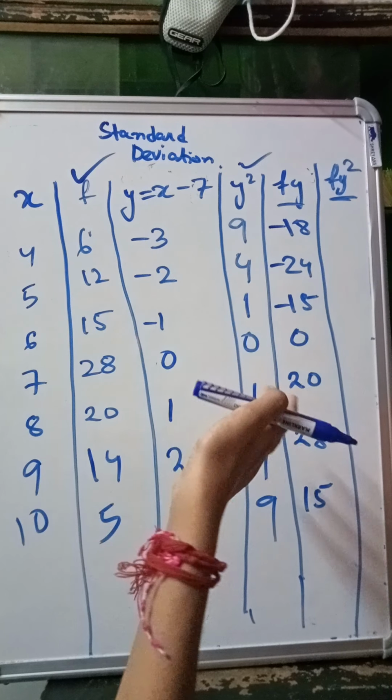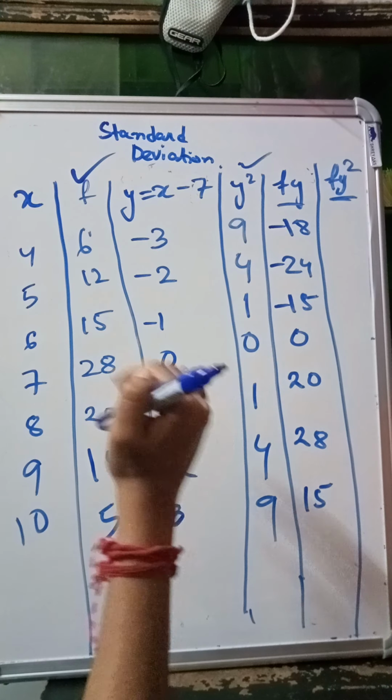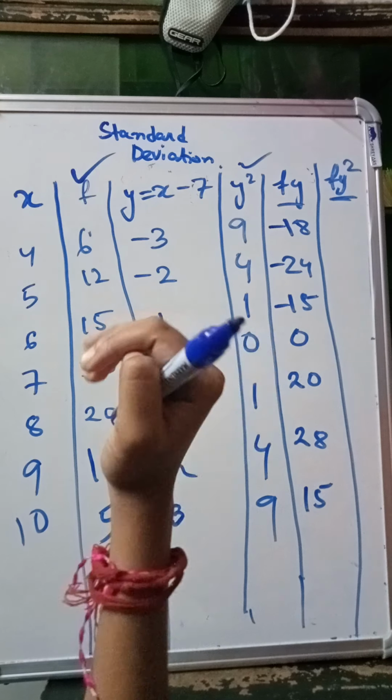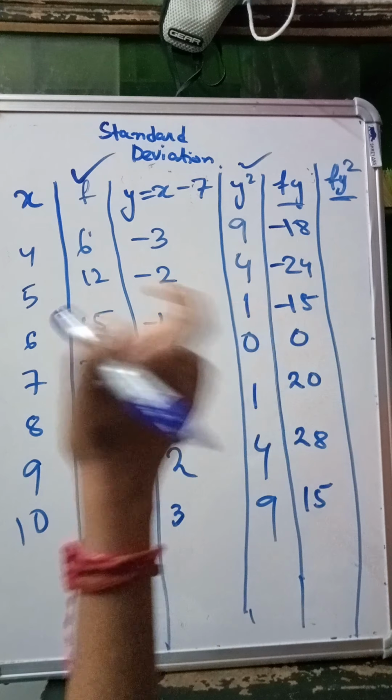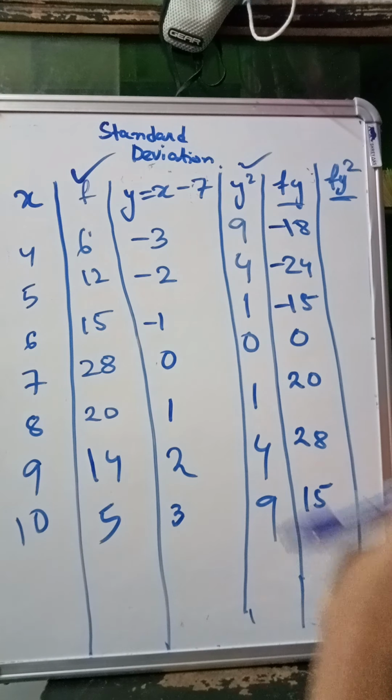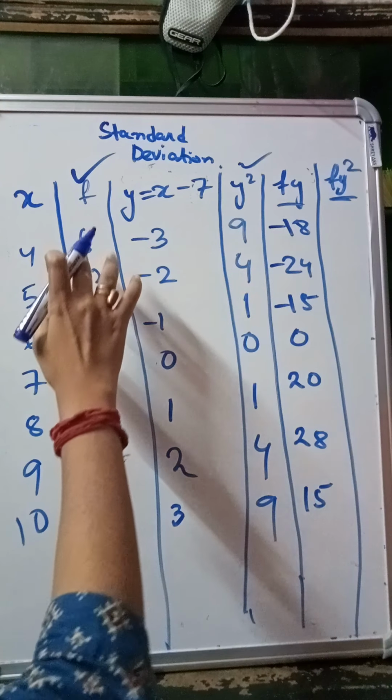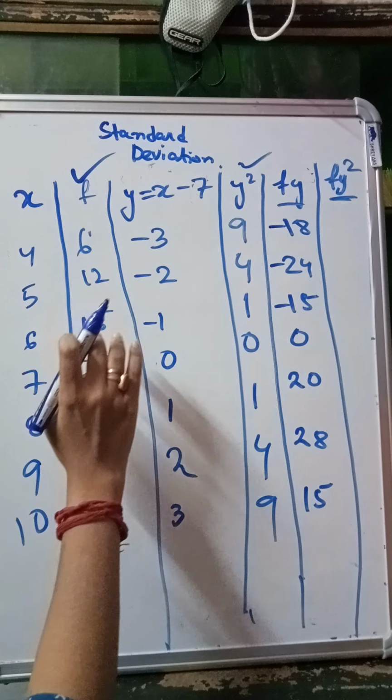Now I'm again saying that it is not mandatory that you shift the origin each and every time, but if you do that, your calculation becomes easier. Okay, so what is fd square?